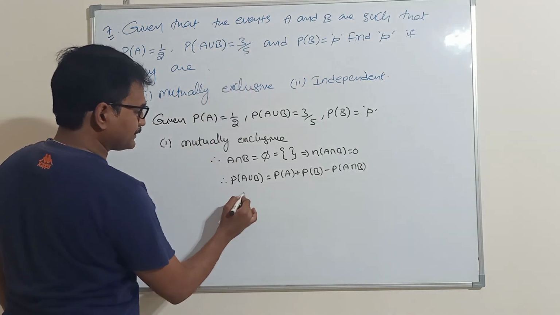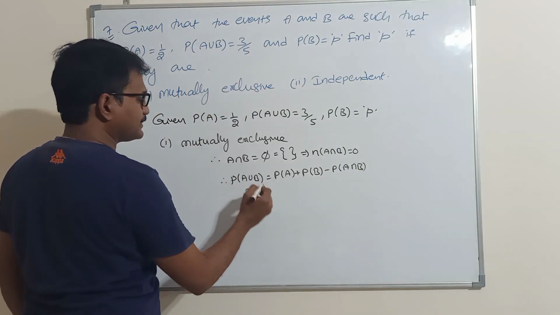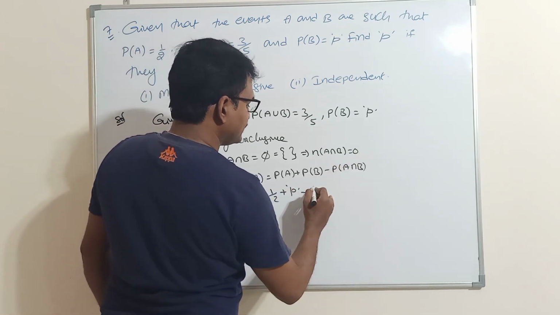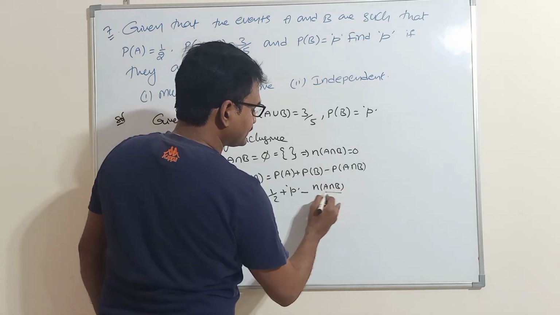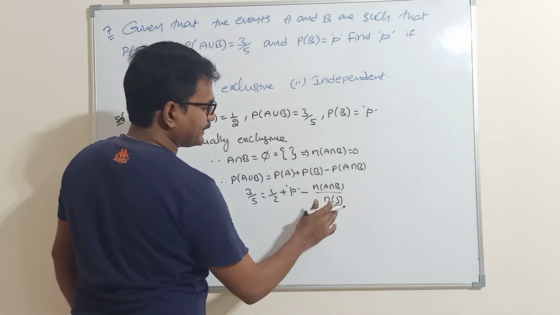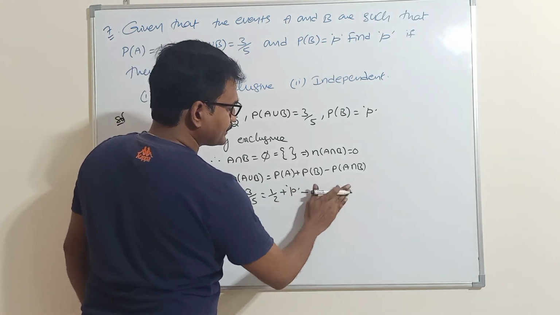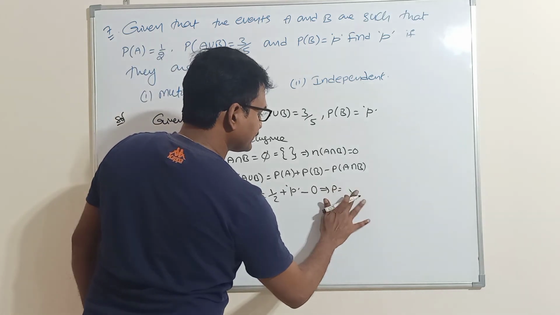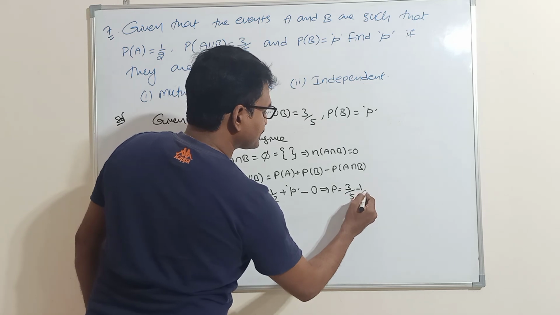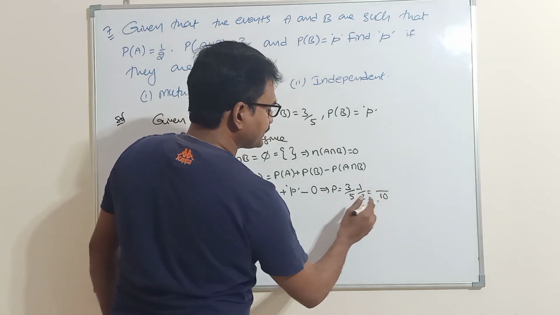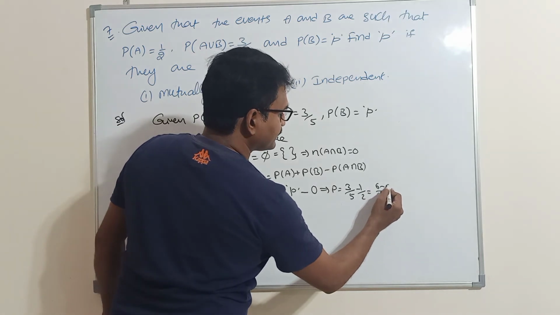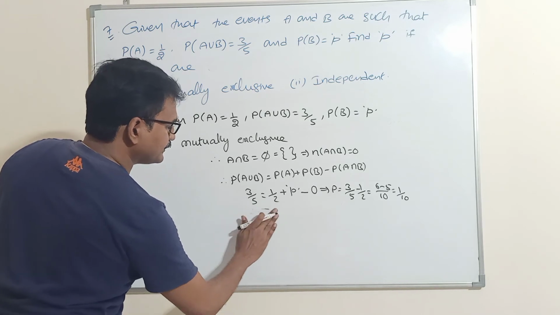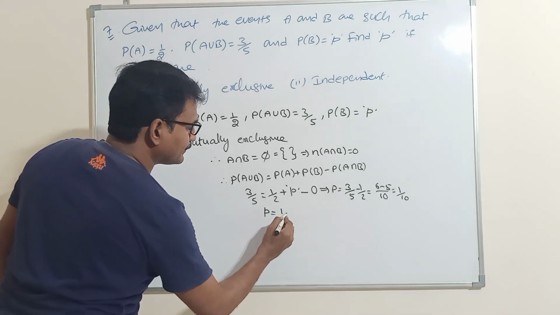P of A union B value is given as 3 by 5, which is equal to P of A, given as 1 by 2, plus p, minus 0. This is 0 because P of A intersection B means N of A intersection B by N of S, and if this is 0, then 0 by N of S is 0. So p is equal to 3 by 5 minus 1 by 2. Take LCM, LCM is 10. 6 minus 5, 1 by 10. So p is equal to 1 by 10.